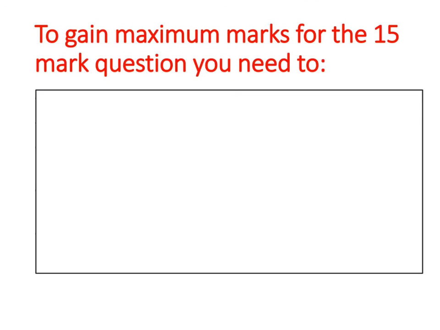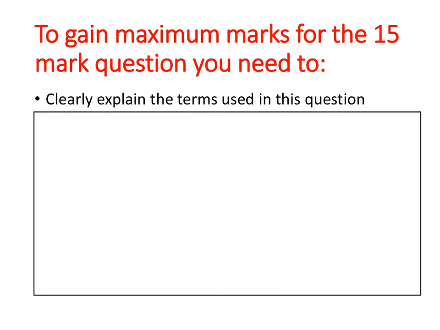Now, to get maximum marks on this section of the paper, you need to make sure that in the opening paragraph you clearly explain any of the sociological terms that are used in the question. So if the question's about socialization, that needs to be defined in the opening paragraph. If the question's about identity or social control, again, these concepts need to be explained before you get into the main body of your answer.